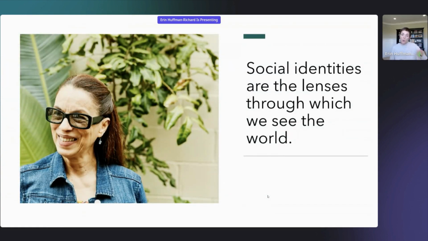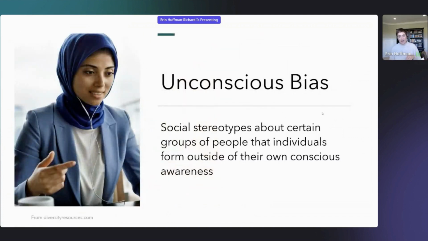So really, I think what's important to note here is these really are the ways in which you see the world. They're really the lenses that we come to the world with. And unfortunately, some of these lenses come with bias. We don't all have the same glasses in which we see the world. They come with bias. So yesterday, Bridget did a really wonderful job, if you were able to be part of that presentation, of talking about unconscious bias. Unconscious bias is the social stereotypes about groups of people that individuals form outside of their own conscious awareness.